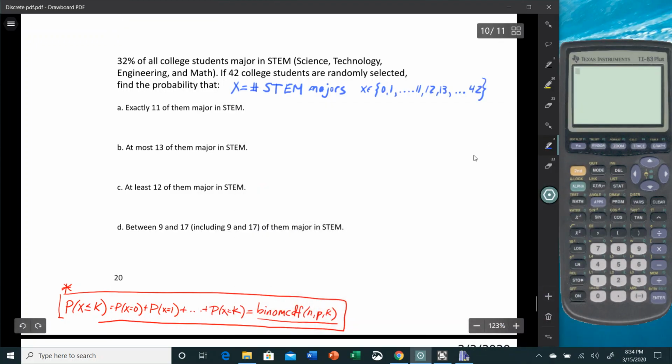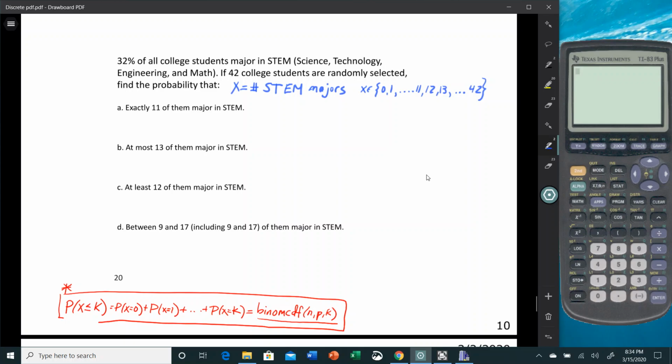Okay, we're going to look at this next example where 32% of all college majors are STEM majors, and we're going to select 42 students. 42 students are randomly selected, and we have to find the probability of these various cases, 4 different cases. Now in Part A, we want the probability that exactly 11 of the students selected are STEM majors.